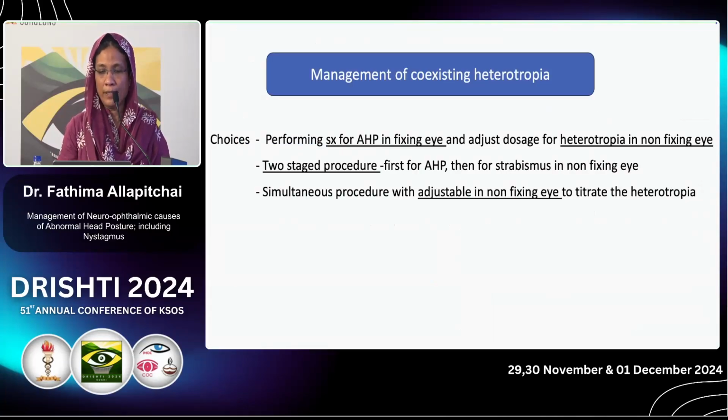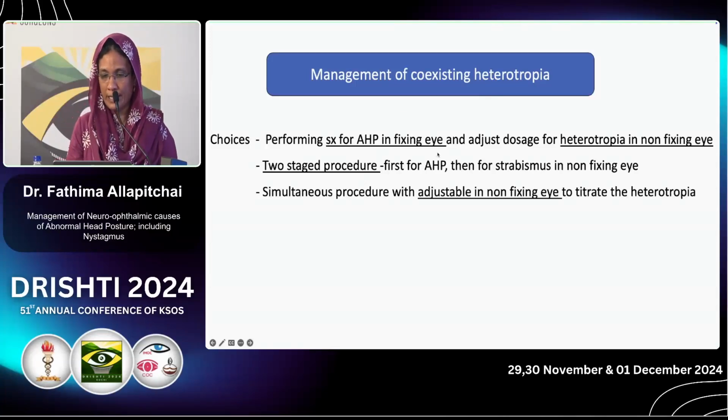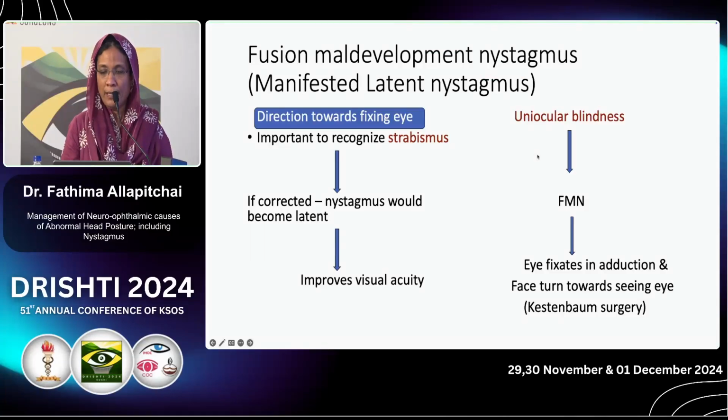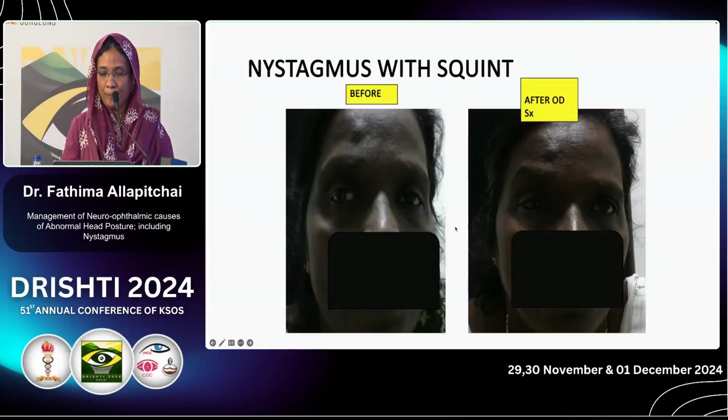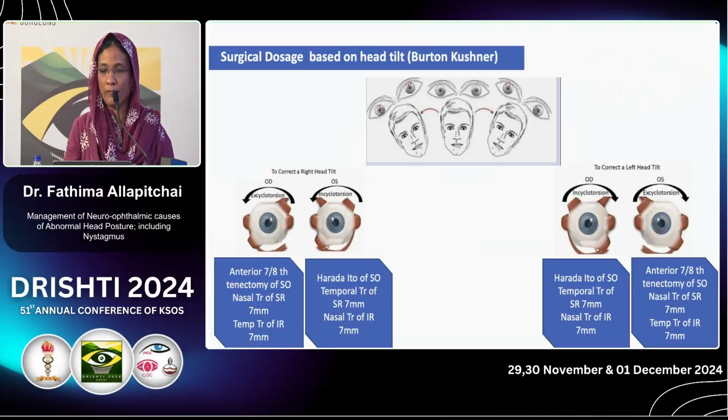An important point: if there is coexisting heterotropia, we have to do AHP surgery in the fixing eye and heterotropia surgery in the non-fixing eye. And again, in fusion maldevelopment nystagmus, sometimes if we correct the strabismus alone, the nystagmus comes down because we are giving binocular vision. This is a case from Dr. Neena, where this one alone was addressed and the AHP got corrected. That is also one way of treating.